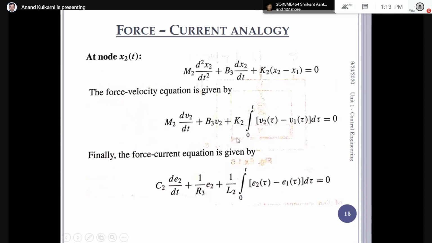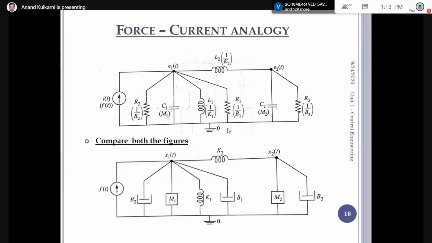So equivalently, I replace all the mechanical terms by equivalent electrical terms. M2 is C2, B3 is 1 by R, K2 is 1 by L. So this is the term. Having written this, got it? Having written this, this will be over 80% of the solution. So what is next? We'll have to draw this equivalent circuit.